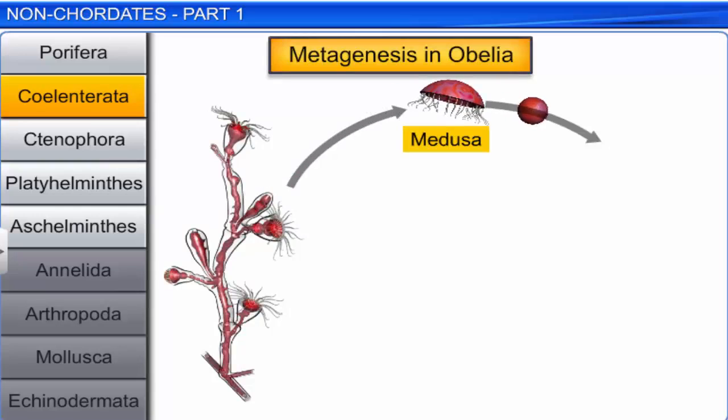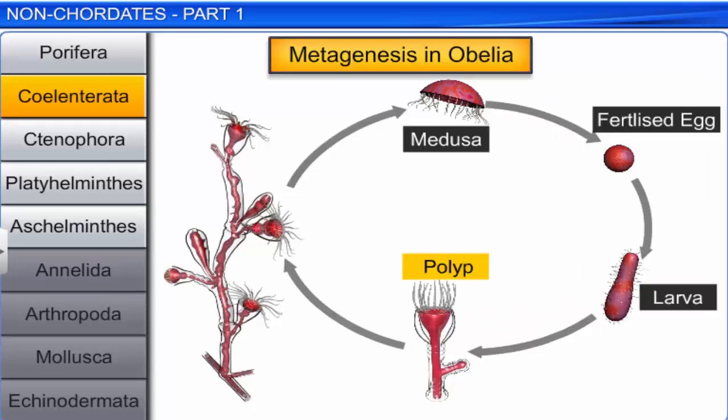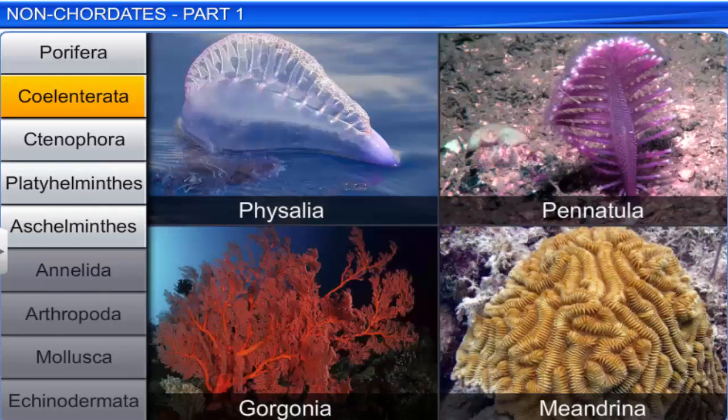Some coelenterates like Obelia exist in both forms and exhibit alternation of generation. Polyps produce medusae asexually, and the medusae form polyps sexually. This phenomenon is called metagenesis. Some common coelenterates are Physalia, Pennatula, Gorgonia, and Meandrina.